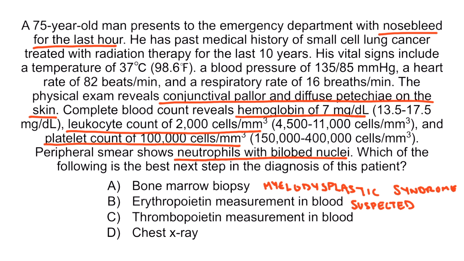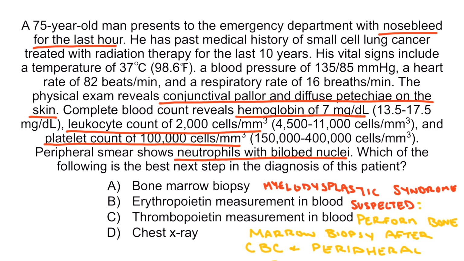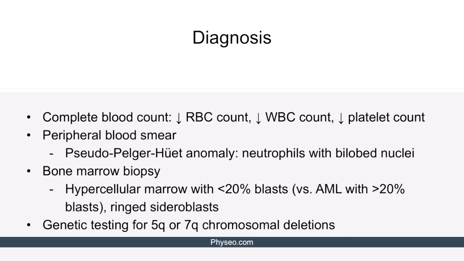Myelodysplastic syndrome in this patient was most likely induced by radiation therapy for the small cell lung cancer. The next best step in the diagnosis of the myelodysplastic syndrome is to perform the bone marrow biopsy, which will show the hypercellular marrow with less than 20% blasts. Therefore, the correct answer is option A. Here's a slide reminding us of the diagnosis of the myelodysplastic syndromes.